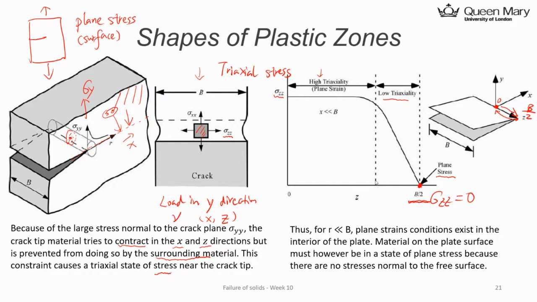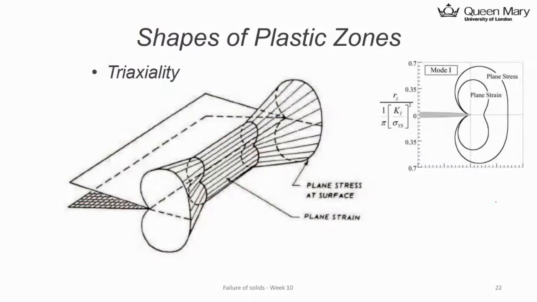So bear that in mind. If you look at the plastic zone in your material, it should have two different shapes. Outside the material is plane stress. Inside the material is plane strain. Remember, we have different shapes for these two conditions, so you will expect to see that the plastic zone will also have different shapes, which is like this.